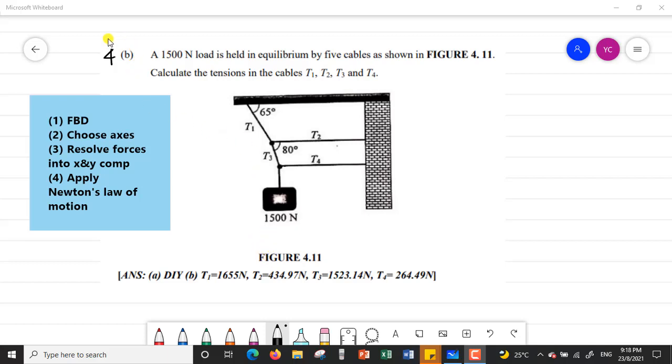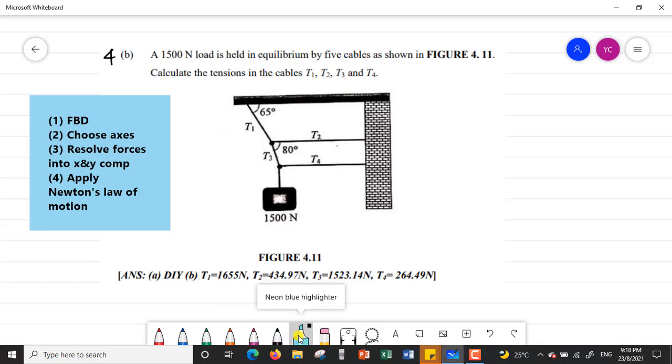Okay, so boys and girls, we try another question for B. We still apply Newton's law to solve the problem. So we are still going to follow the same steps in order to apply our Newton's law to solve the problem. So we read through the question first.